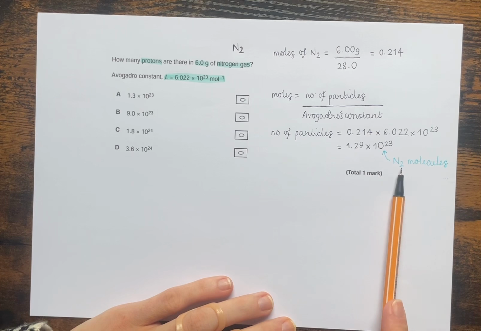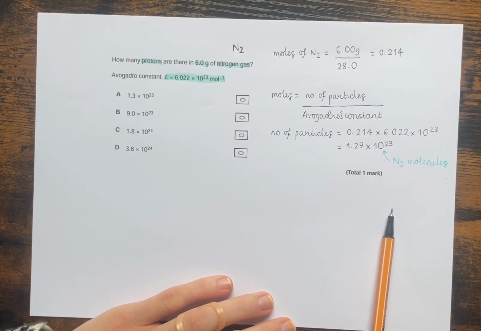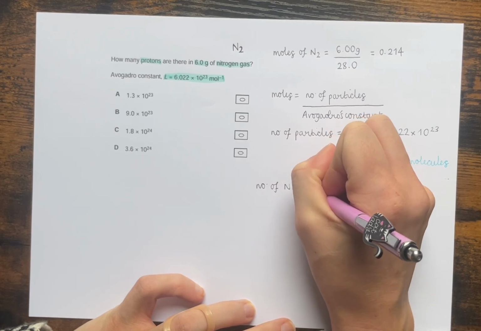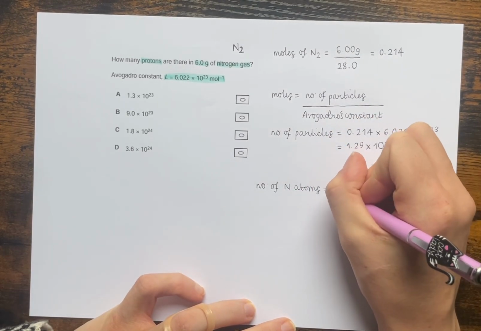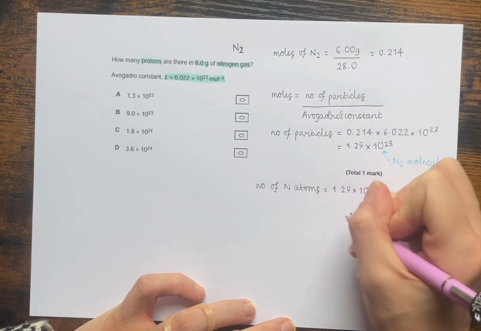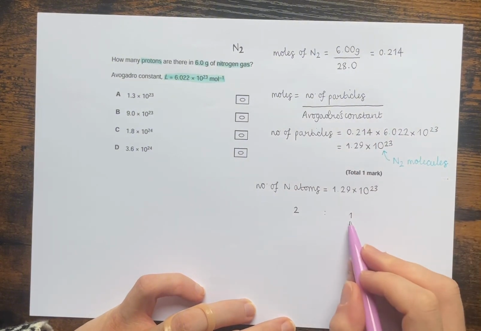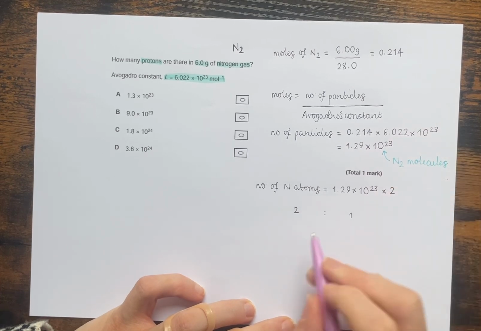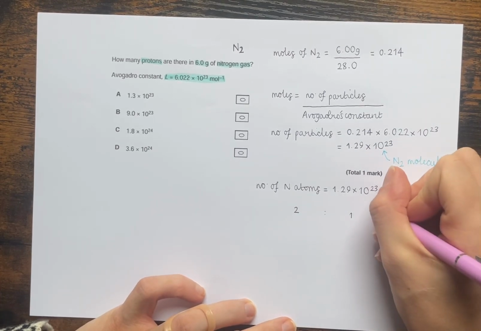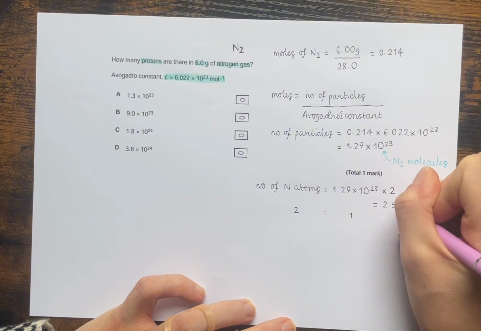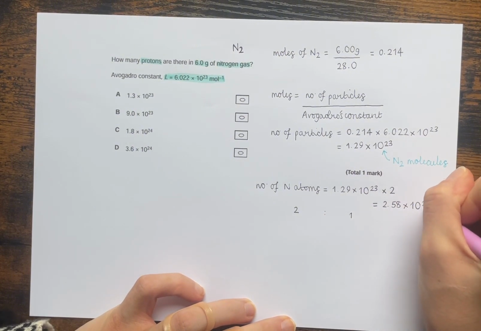And like I say, it comes down to, in 1 molecule there are 2 atoms, so the ratio is 1 to 2. So if I then want to know the number of N atoms, and I know how many molecules I have, there are 2 atoms for every 1 molecule. So therefore, if I know how many molecules I've got, I'm going to have to times that by 2 to figure out the total number of nitrogen atoms, which would give me 2.58 times 10 to the power of 23.